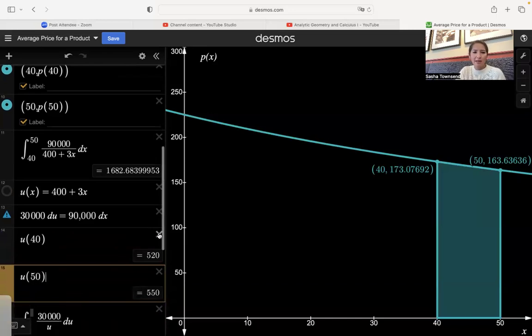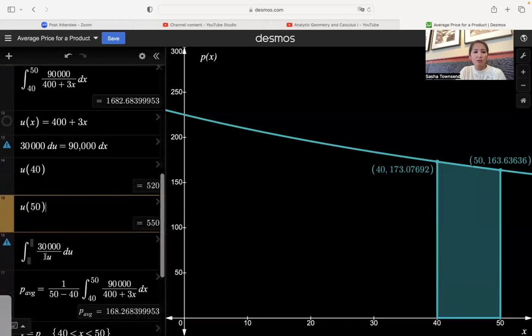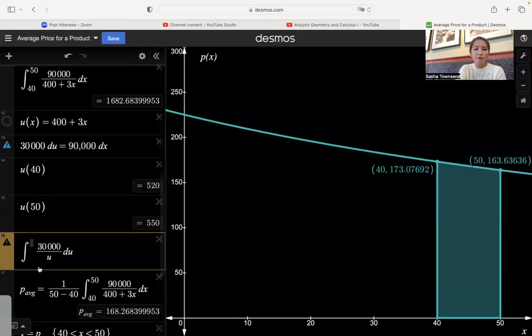And so we see that when x equals 40, u equals 520. So 40 was our original lower bound, and 520 is our lower bound in terms of u. And then x equals 50 was our original upper bound. u at x equals 50 is 550. So our new upper bound is 550.